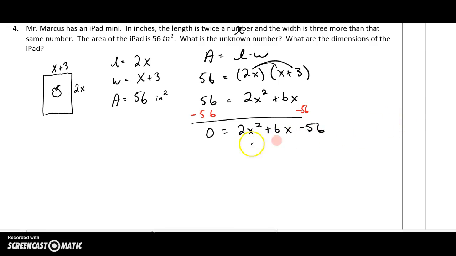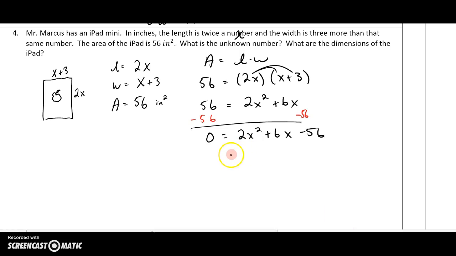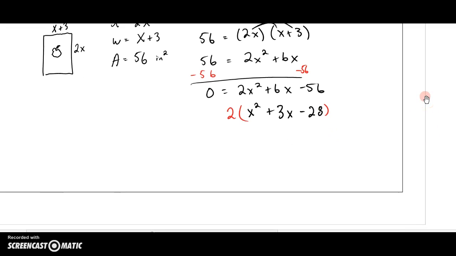I'm going to take a look before I try to factor anything out. I'm going to say, hey, can I factor out a GCF first? Turns out I can. I can pull out a 2. And when I pull out that 2, I'm left with an x squared and a 3x and a negative, what is that, 28? Negative 28. All right. So I can identify A, B, and C. A equals 1, B equals 3, and C equals negative 28.